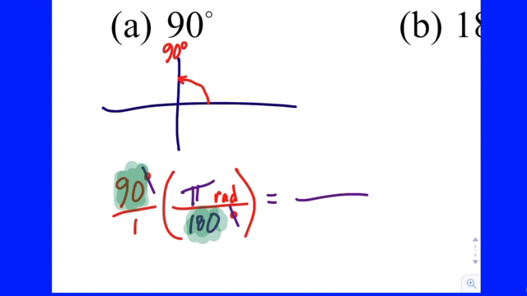What is 90 over 180? What does that simplify to? 1/2, right? So if we multiply across, we get 1 times pi is pi, 1 times 2 is 2. And as we already kind of saw, 90 degrees is equal to pi halves radians. They are the exact same. Pi halves is 90 degrees. 90 degrees is pi halves radians.